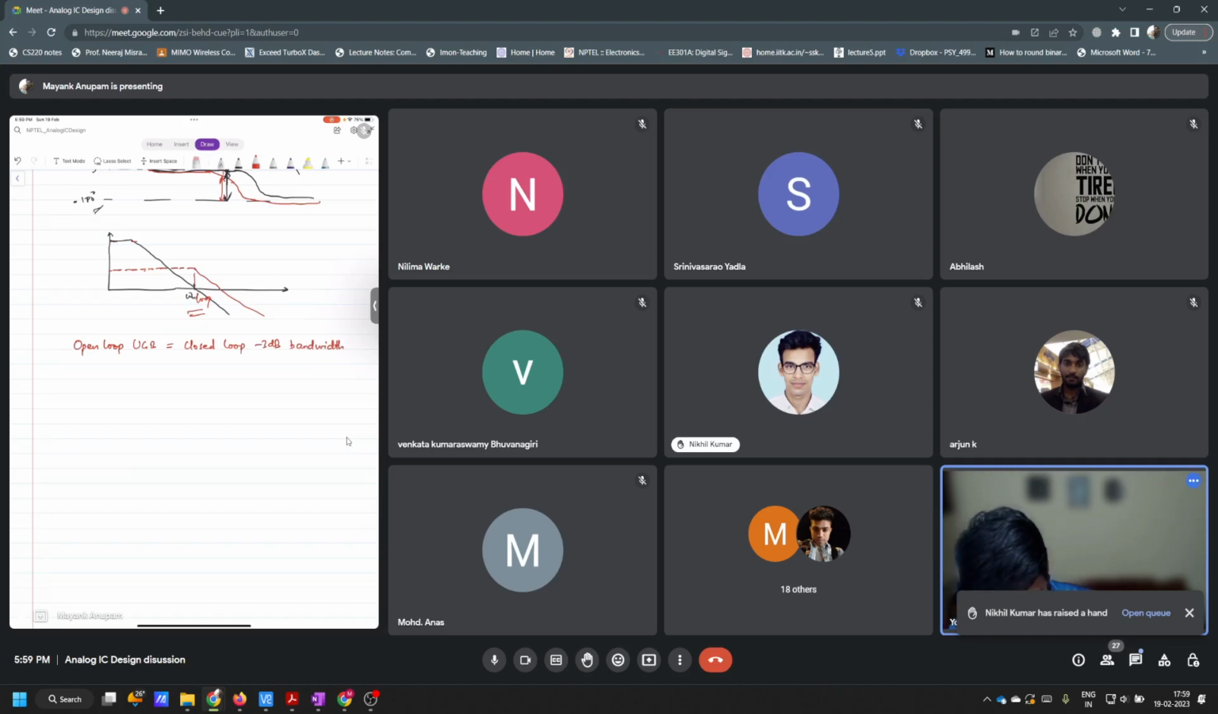Okay, and this is strictly true for a first order system, that is, a system having only one pole.